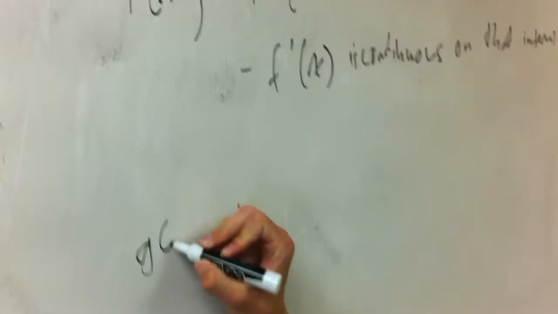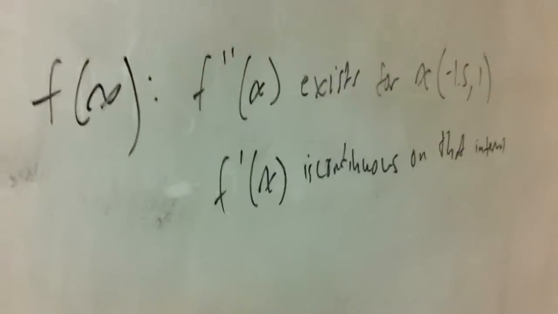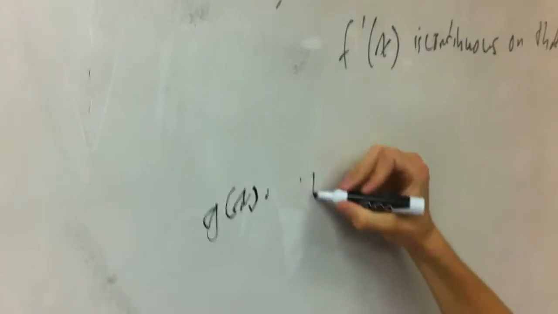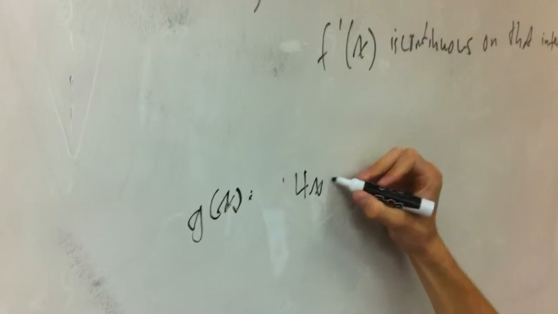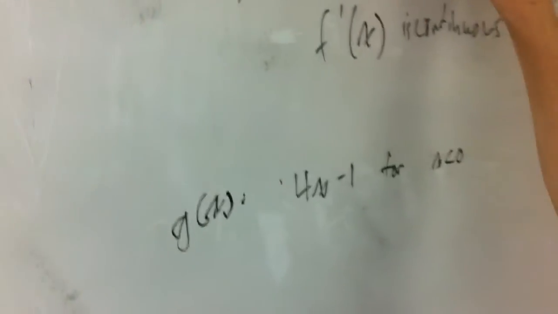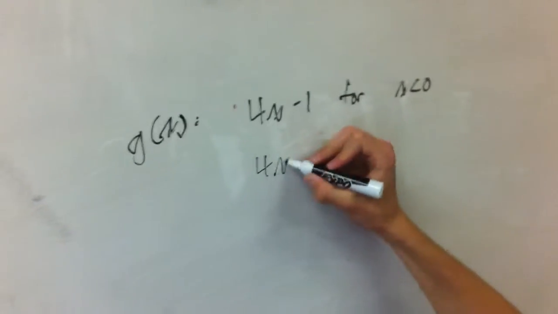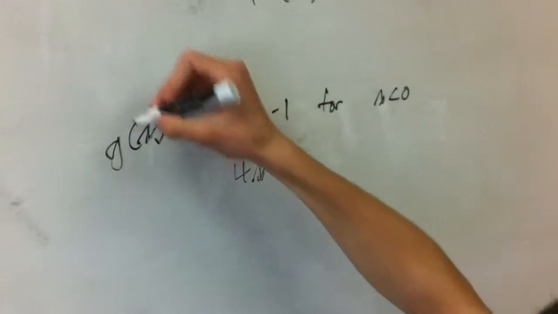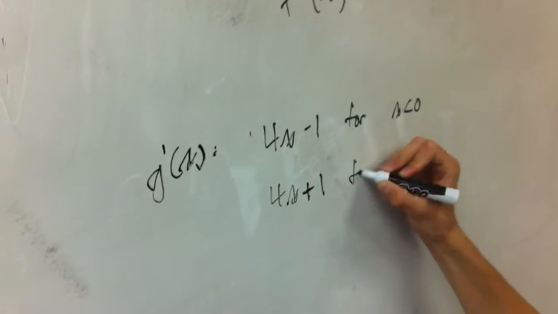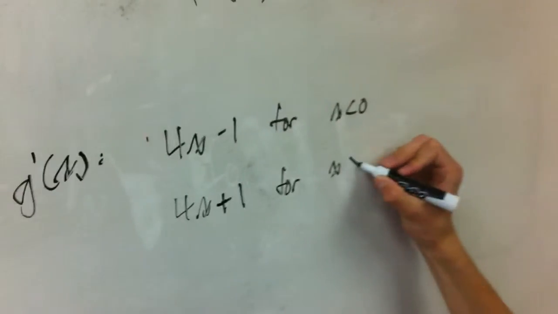So g of x. If we take the derivative of the top part, we get 4x minus 1 for x is less than 0. And if we take the derivative of the bottom, we get 4x plus 1 for x is greater than or equal to 0.